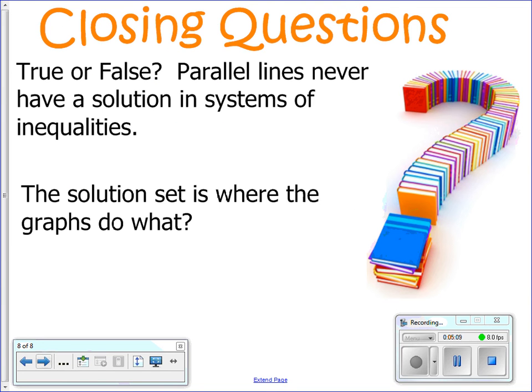All right, true or false? Parallel lines never have a solution in a system of inequalities. That's false. We could have a solution, we just have to have the shading overlap. The solution set is where the graphs do what? It's where they overlap.